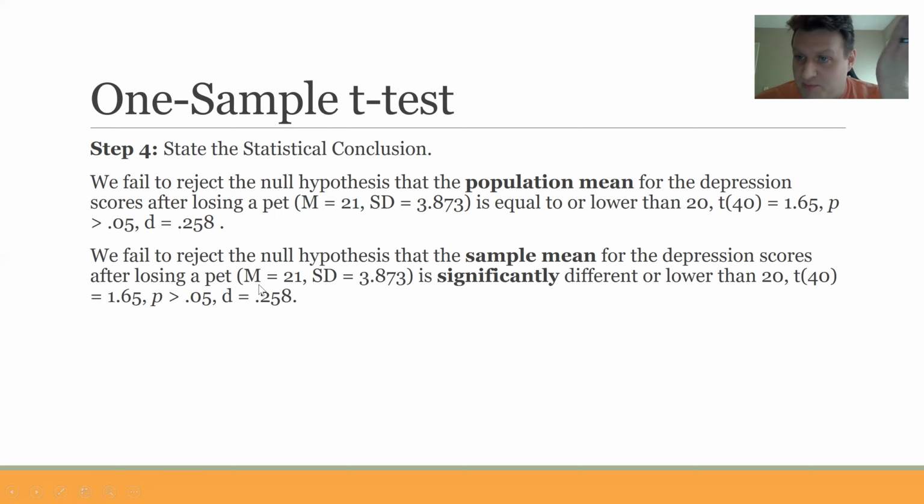Another way of saying this, we could talk about things in terms of the sample mean. So we failed to reject the null hypothesis that the sample mean for the depression scores after losing a pet is significantly different or lower than 20. The sample mean after losing a pet is not statistically different or lower than 20. I made a mistake there. It should be "not." I will correct that when I put the slides online. My apologies.